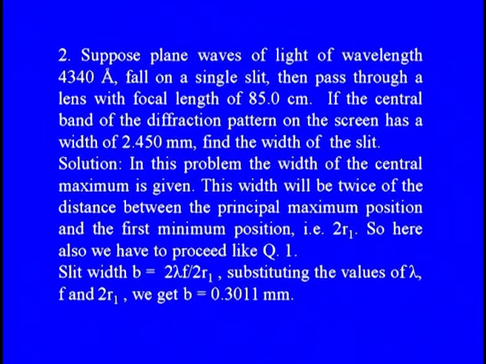So slit width b is equal to 2 lambda f divided by 2 R1, where f is the focal length of the lens. Substituting the value of lambda, f and 2 R1, we get b is equal to 0.3011 millimeter. That is, the width of the slit is 0.3011 millimeter.